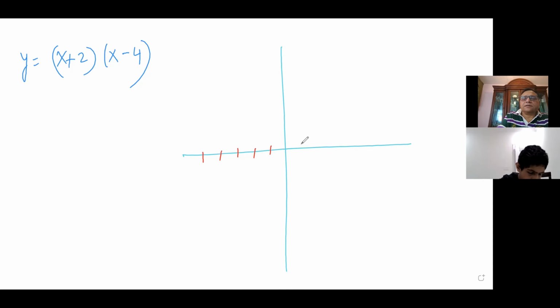Okay, so here's the graph. I'll make a scale here. I've taken very simple values to work with: 1, 2, 3, 4, 5, 6, 7, 8. I'm saying x plus 2 and x minus 3.